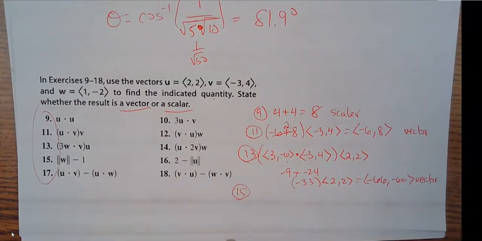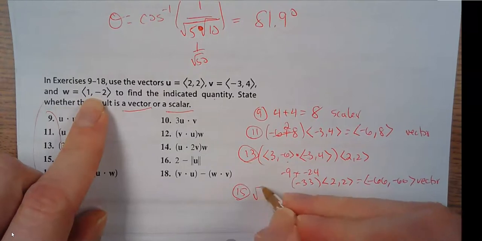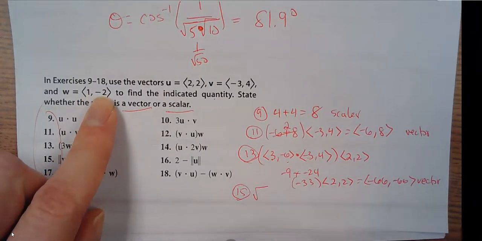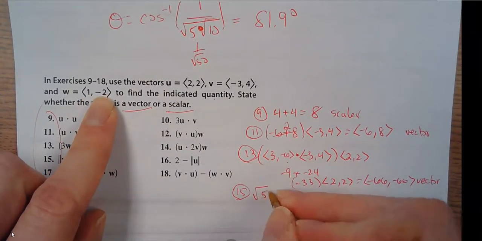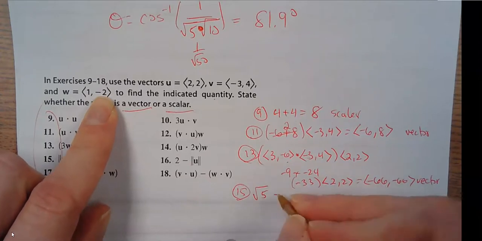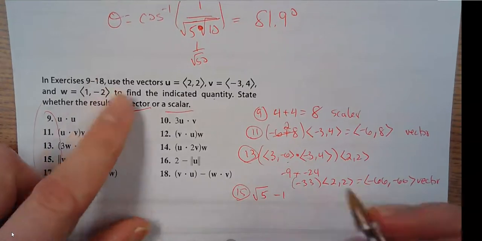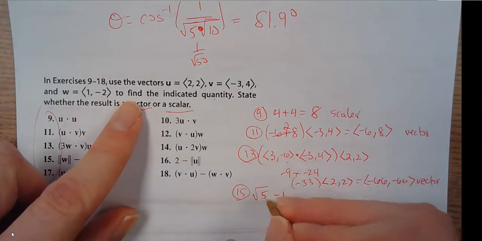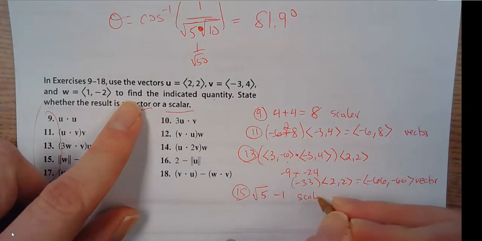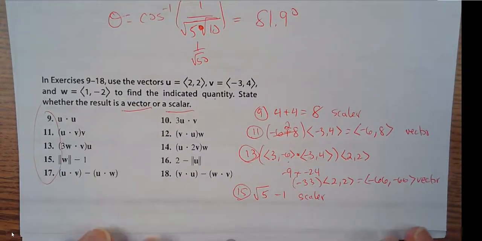Number 15, the magnitude of W minus 1. The magnitude of W is going to be the square root of 1 squared plus 2 squared. So that'd be square root of 5, and then minus 1. And notice there's no vectors here, there's no components. These are just numbers, so I'm going to leave that like that. So square root of 5 minus 1, that's a scalar. You can type in the calculator for the decimal form.